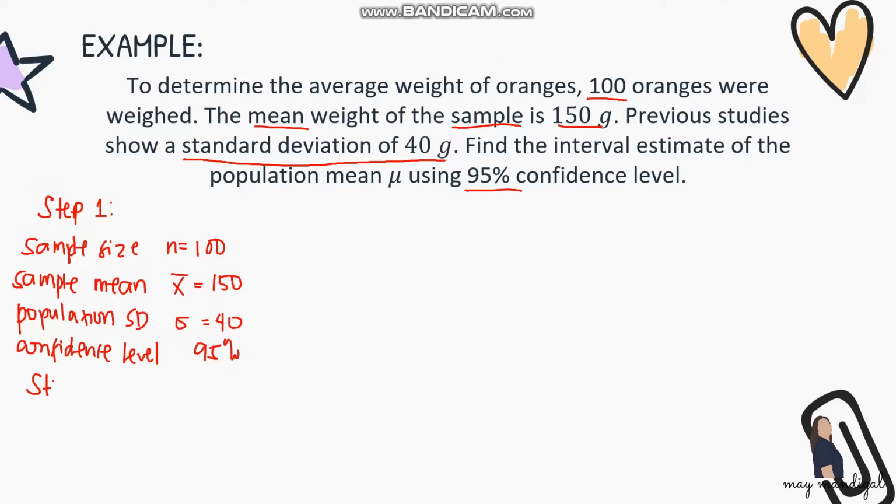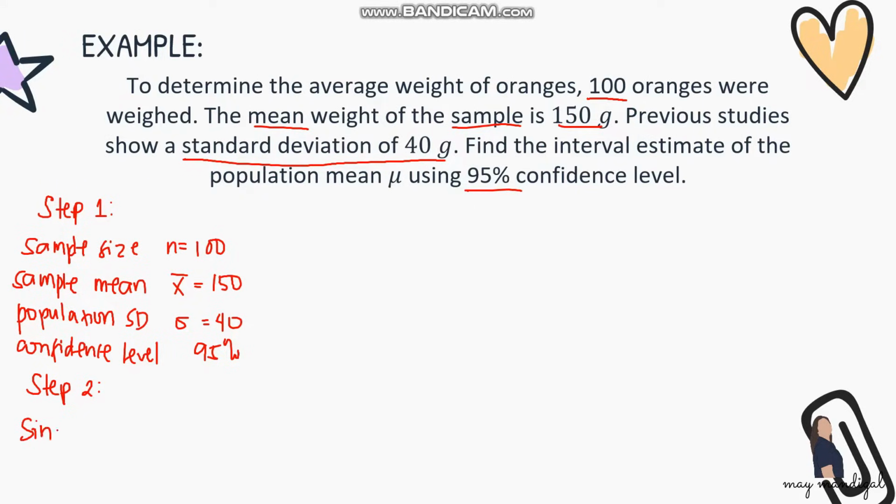For step number 2, we have to identify now the critical value to use, or the z-value. So we will be using the z-value since from the problem we can see that the population standard deviation is given. And in identifying the z-value, or the critical value, we have to consider also the confidence level.